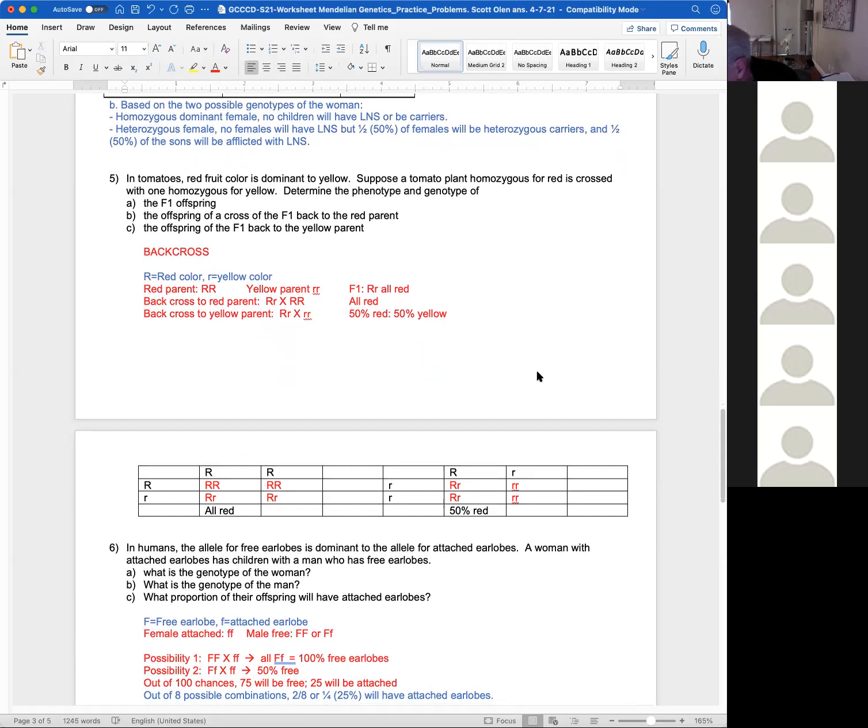Professor, I have a question. Is it a possibility that it can be like one is 60% and another one is 40%, or does it have to be half and half?